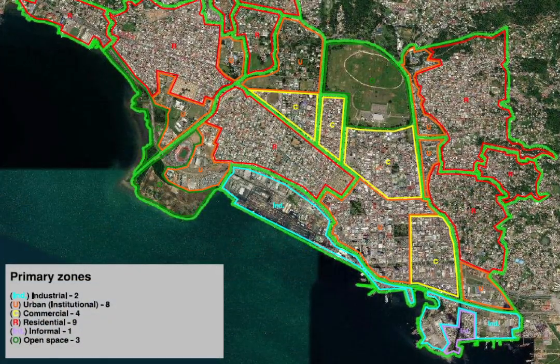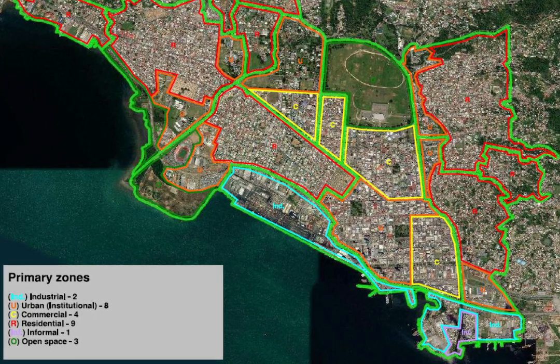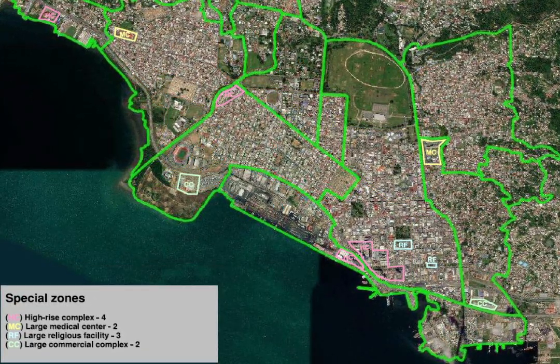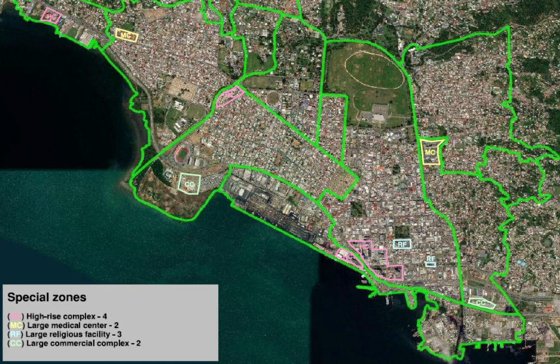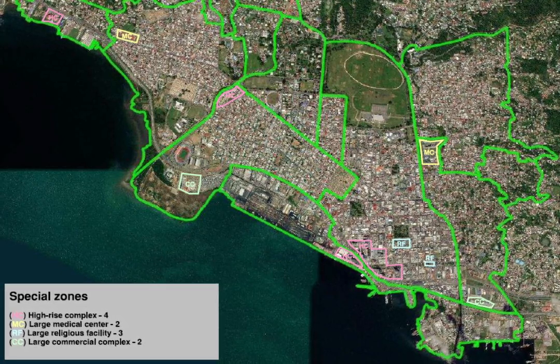In order to implement the project, we had to define zones in Port of Spain. From the zones, we have to determine the special zones within those zones. So these special zones would be hospitals, schools, residential areas, business areas. We then conducted the field survey.